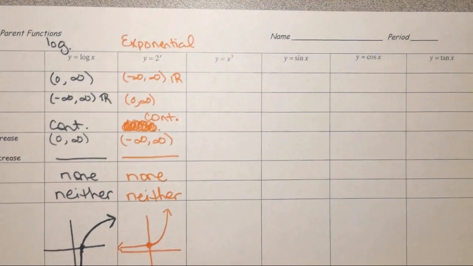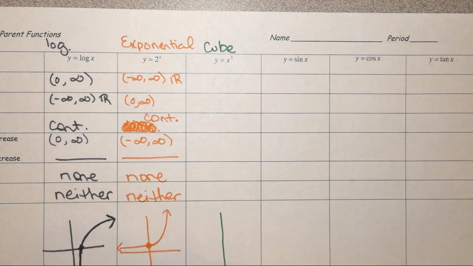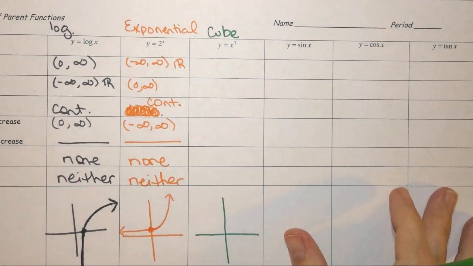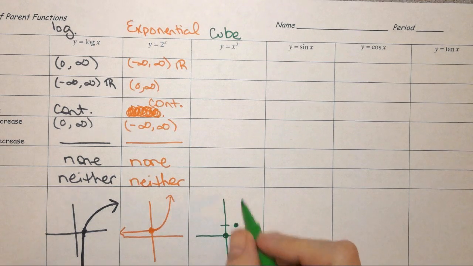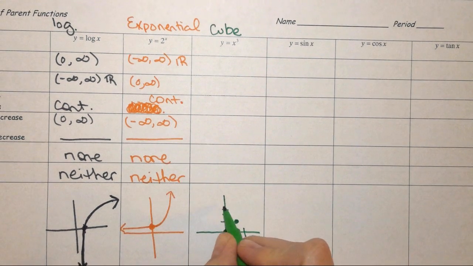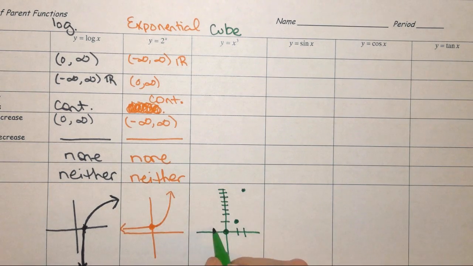Okay. The next one we're going to call our cube function. So we're going to plug in values again. 0 to the third power is 0. 1 to the third power is 1. 2 to the third power is 8. So 1, 2, 3, 4, 5, 6, 7, 8. So it'll be way up here. Negative 1 to the third power is negative 1. And negative 2 to the third power would be negative 8. So 1, 2, 3, 4, 5, 6, 7, 8. So this is what your cube function looks like.